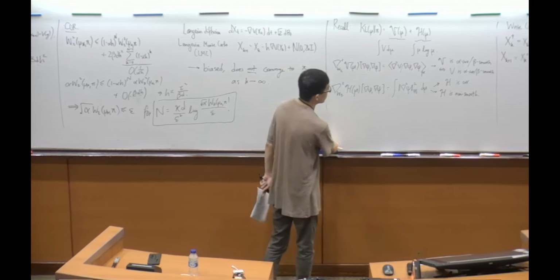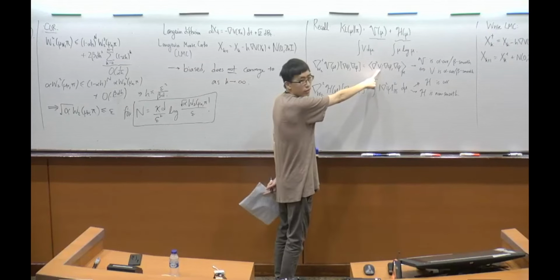Good. So beta is the smoothness only of this part.